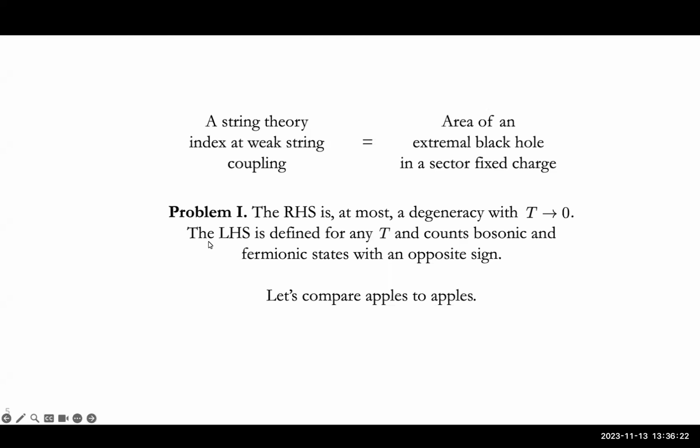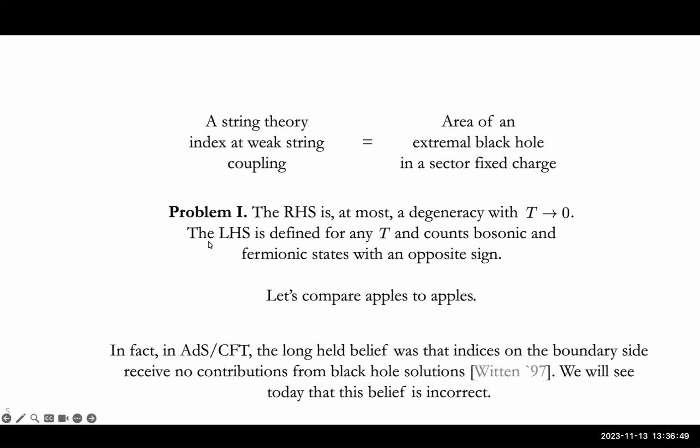If we want to make this equality precise, we should be comparing apples to apples. Namely, on the right-hand side, we should also be computing an index. On the left-hand side, it's actually impossible to compute the degeneracy in general because that would require a calculation at very strong coupling. So that's unlikely. Instead, we should try to compute the index of a black hole directly. And this has been a long-standing problem.